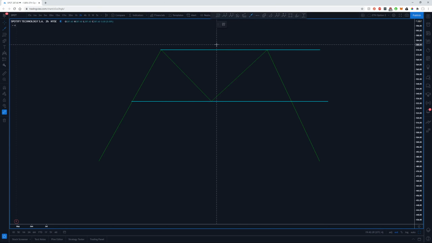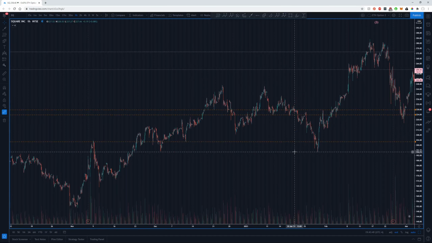And just like with the double bottom, you'll want to play the double top as a breakout through that midline once again. And just like a double bottom formed a W, the double top, of course, forms an M, or an upside down W. So let's take a look at a real example of a double top.